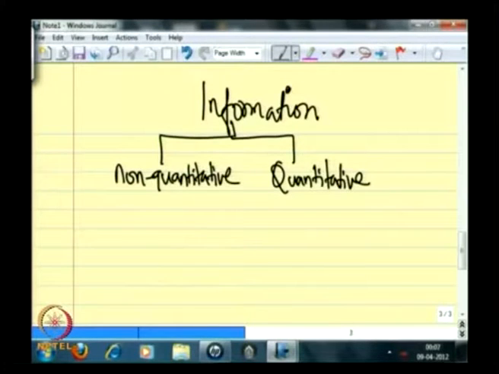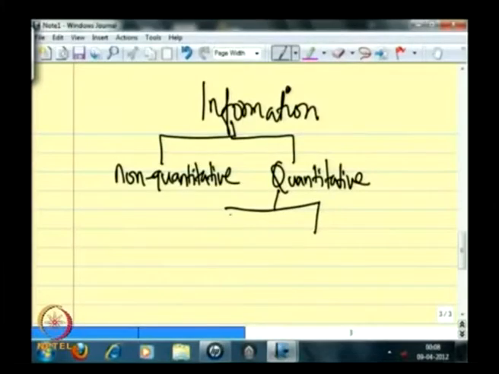I am more interested in quantitative information. I am not interested in non-quantitative information. What could be non-quantitative information? It could be that the CEO's interview appeared in a newspaper, or the visual advertisements of the organization are available, press releases. This is also information about a business organization, but it is more qualitative, or rather it is non-quantitative, and hence an accounting system need not really capture these types of non-quantitative information.